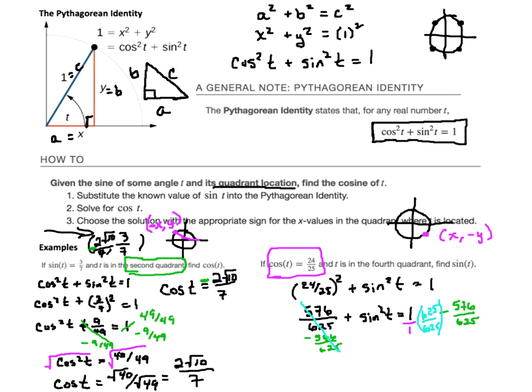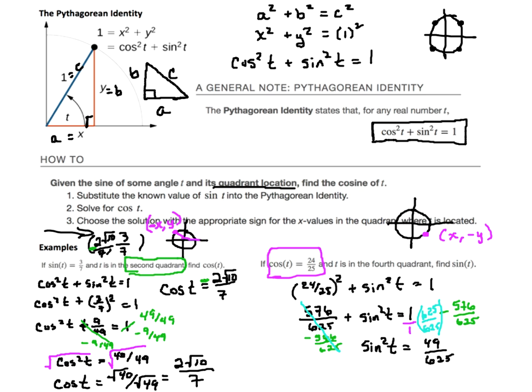This is going to go away here. That's going to leave me with sine squared t equals 625 minus 576 is 49. You okay, Jeremy? Okay, great. And then that's over my common denominator, 625.